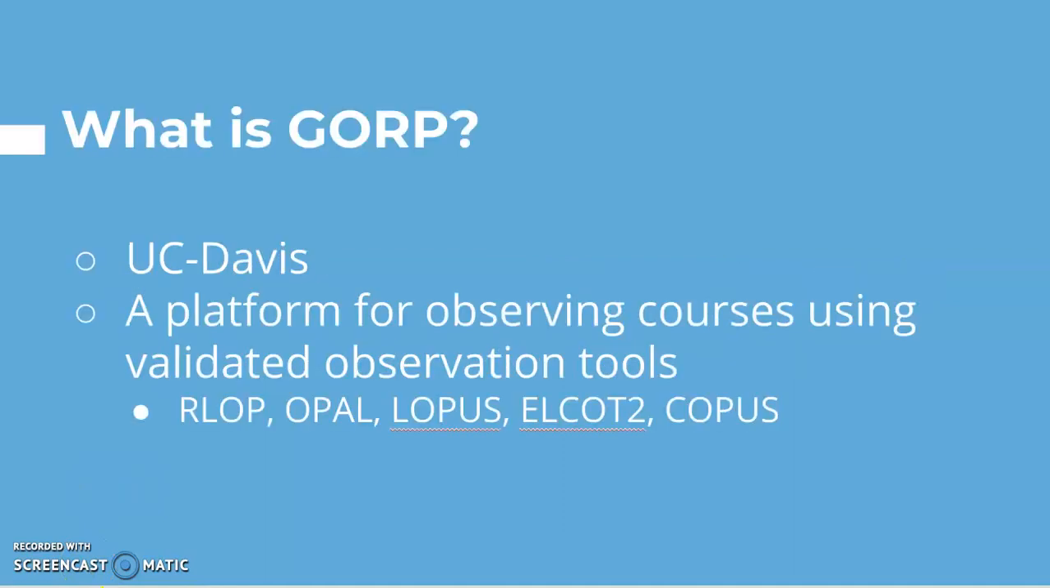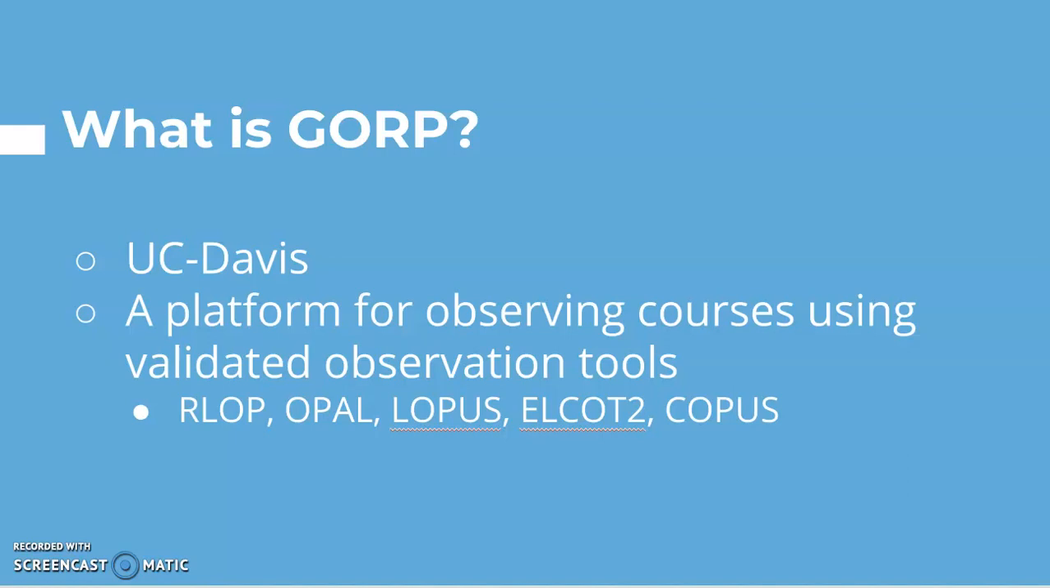So I just want to talk a little bit about what is GORP. And again, it is a tool developed by the UC Davis, and it is a platform for observing courses using validated observation tools. So you'll see here lots of acronyms of lots of different tools. When you log into GORP for the first time, and here in our office we can help you log in and get your account set up, you'll see lots of different protocol tools, and that's always the first place I tell people to go, is just go to the protocol list and choose the tool that makes the most sense to you. There's lots of acronyms here, I do apologize, but once you log into the tool, you'll find the one that works the best for you.